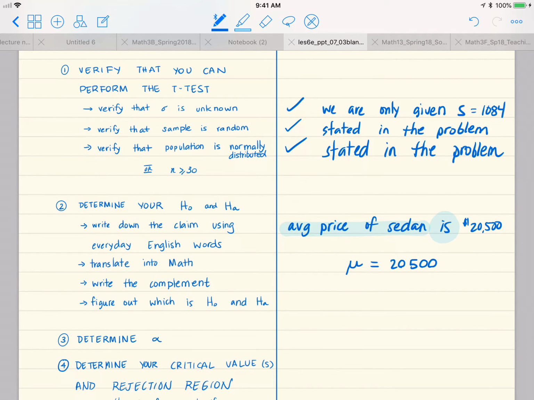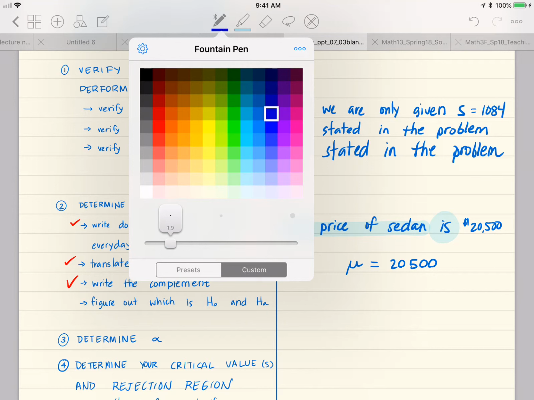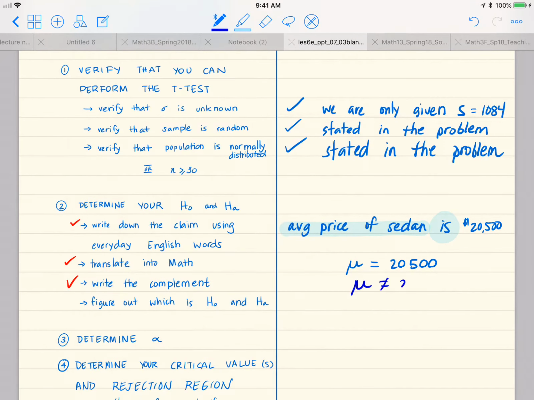So if you've done a good and thorough job writing down the claim, you should be able to translate it without having to look back at the word problem. Just say, oh, this is my population mean. Is equal sign, and then 20,500. Now, we've translated into math. We wrote down the claim. We need to write the complement. What is the complement? Complement is going to be mu not equal to 20,500.